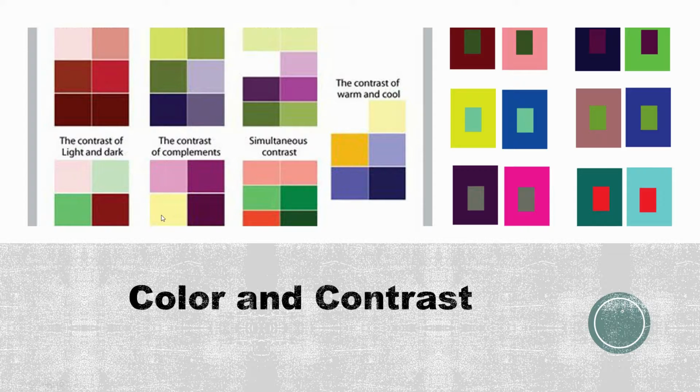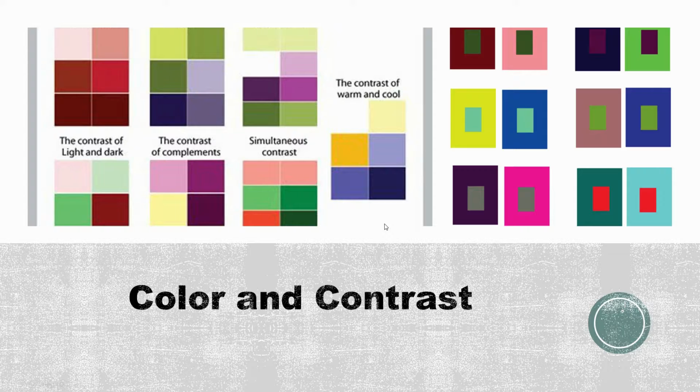Contrast of complements. So purple and yellow are on opposite sides of the color wheel, so they are going to create contrast with each other. This is simultaneous contrast, so having a couple of different varieties, so not only having the colors be different, but then also the darknesses and the intensity.